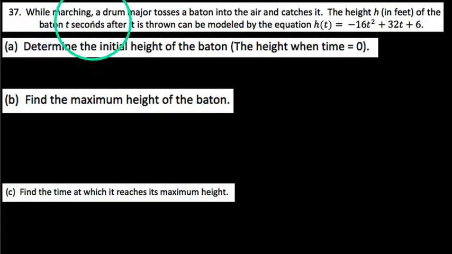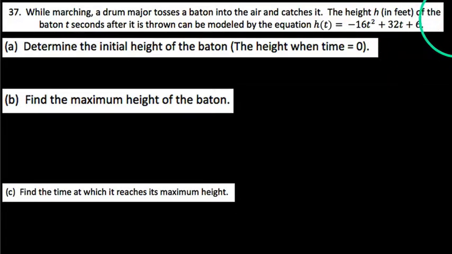It says, while marching, a drum major tosses a baton into the air and catches it. It says here that the height h in feet of the baton t seconds after it is thrown can be modeled by this equation here, h of t equaling negative 16t squared plus 32t plus 6.